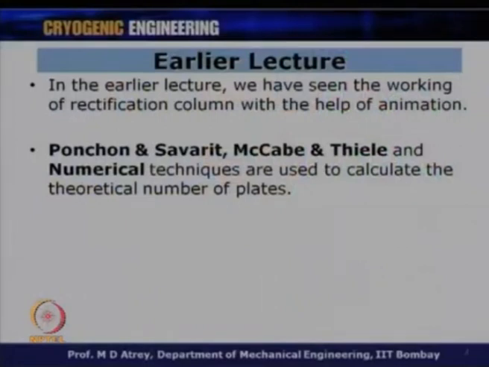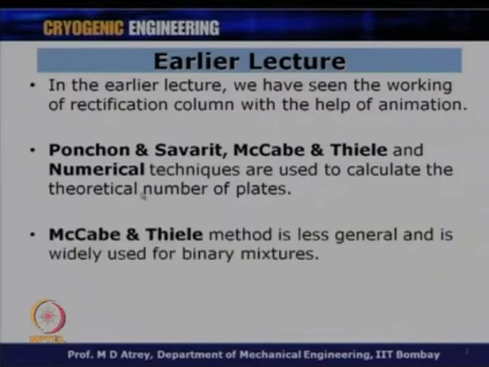Then we covered Ponchon and Savarit, McCabe and Thiele, and numerical techniques that are used to calculate the theoretical number of plates in the rectification column. So, every column consists of plates, and a design of a rectification column would consist of calculating the theoretical number of plates, and there are several techniques depending on the complexities and assumptions. And these are the three techniques: Ponchon and Savarit, McCabe and Thiele and numerical techniques, of which we are going to talk about McCabe Thiele because this is less general and is widely used for binary mixtures and is valid at cryogenic temperature. So, it is the simplest of all three and has been proved for cryogenic gas separation columns.